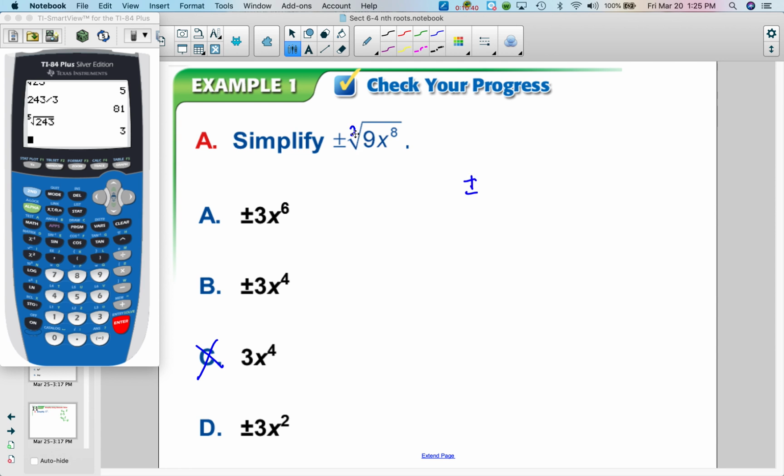I'm going to put the 2 there. It's going to help you with the variable part. The square root of 9 is 3. And 2 goes into 8 4 times with nothing left over. So you should have gotten B as your answer.